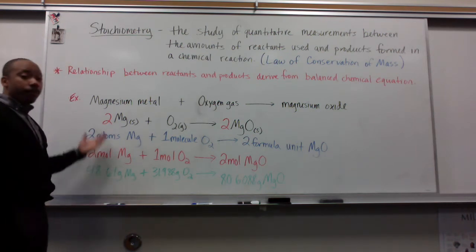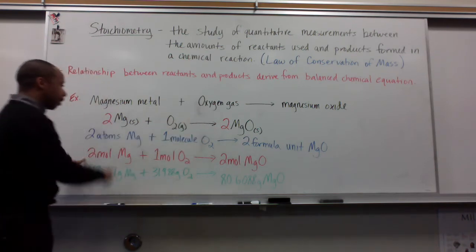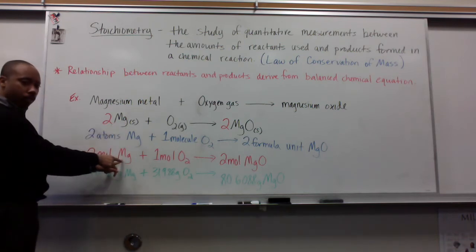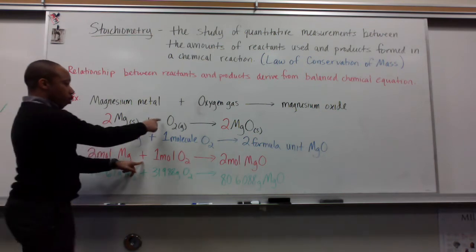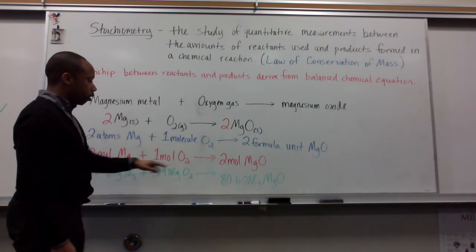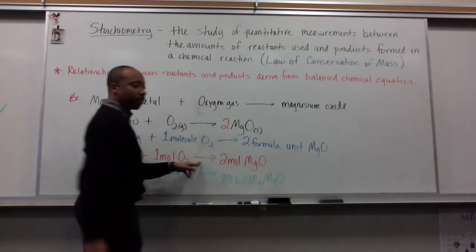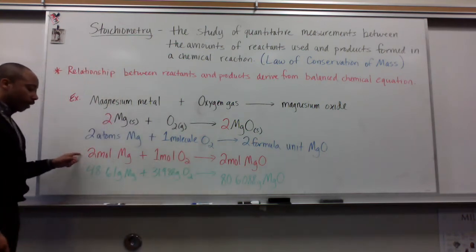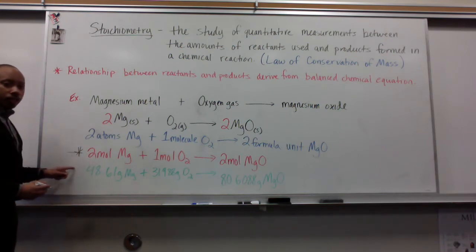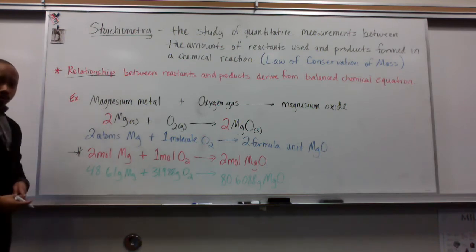Now, I can take that even further and say, with the same equation, that this means I have 2 moles of magnesium reacting with 1 mole of oxygen gas, creating or producing 2 moles of magnesium oxide. This is going to prove to be the most important thing that we look at for this section. The relationship that they have in moles.